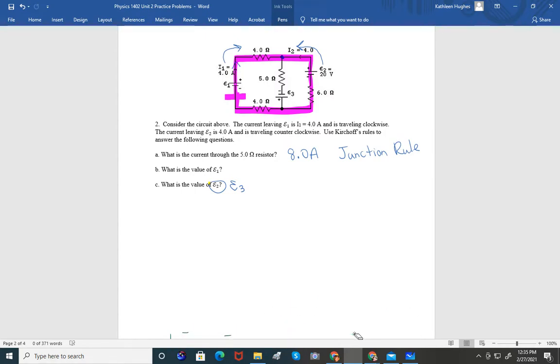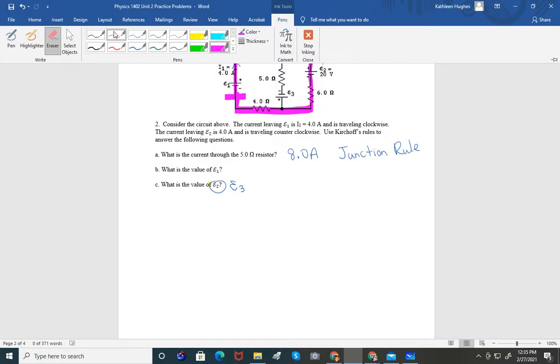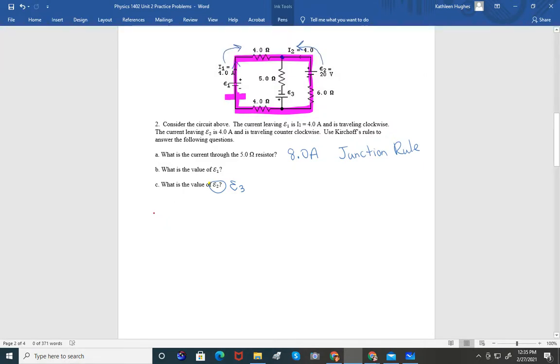I'm going to start right where I put that little crossbar. I'm going to go up E1. Well, we decided that the value of E1 was 28 volts. So I'm going to go up 28. I'm going to go minus 4 amps times 4 ohms. That's IR. I'm going to keep going.